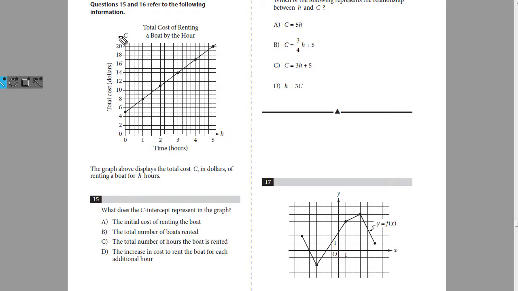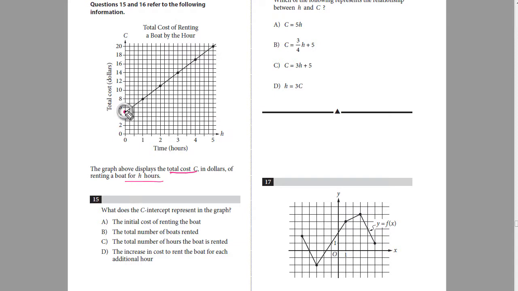Questions 15 and 16 refer to the following information. The graph above displays the total cost C in dollars of renting a boat for 8 hours. Question number 15. There is a graph. On the x-axis we are given the number of hours, and on the y-axis we are given the total cost. As the number of hours increases, the total cost of renting a boat will increase. Question 15 asks, what does the C-intercept represent in the graph? The C-intercept is the point at which the graph intercepts the y-axis.